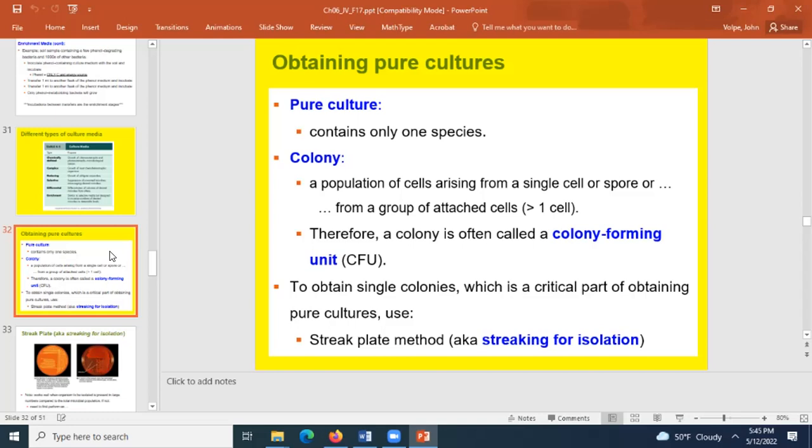So to obtain single colonies, it's a critical part for obtaining a pure culture. And what you do is you simply streak plate your cells twice, streaking for colony isolation twice, to make sure that you have a pure culture. And even then, you should remember that it may not be pure. It's only 95% or higher that it is pure. Any question about any of that?